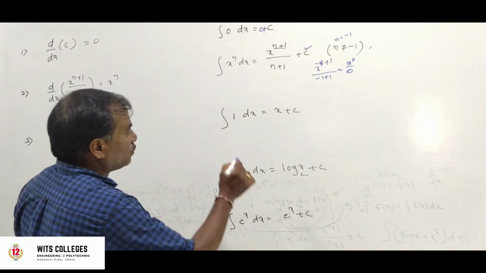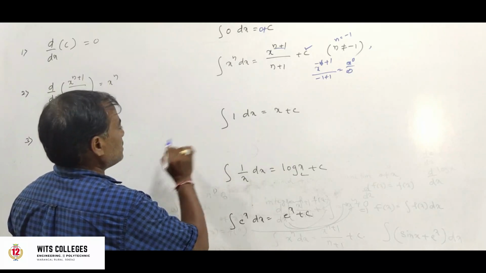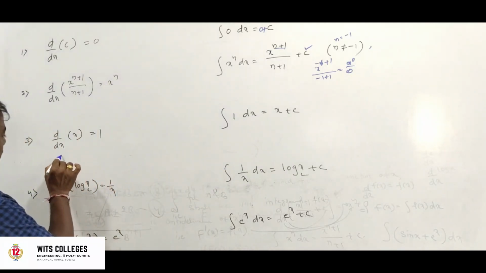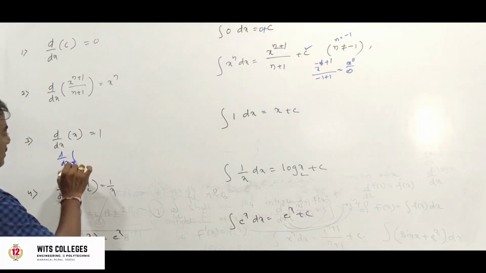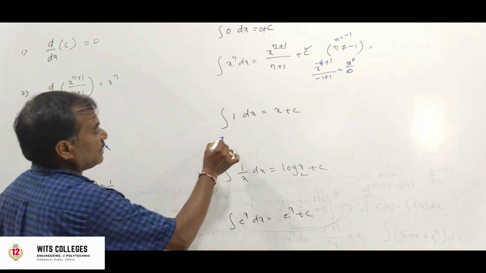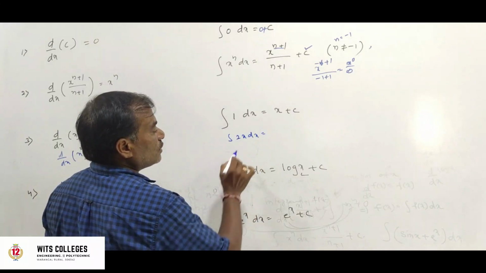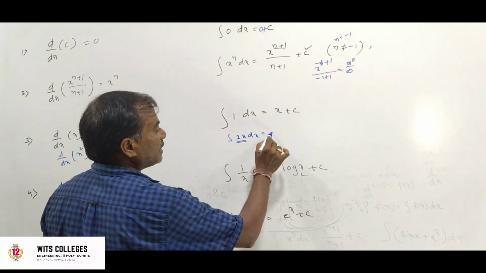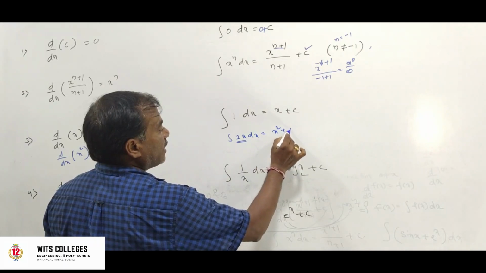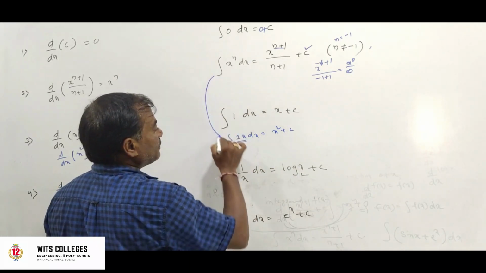Similarly, we have to find the derivative of x square, dy by dx, which is equal to 2x. This means the integration of 2x dx equals x square plus c. Here we have to use this formula.